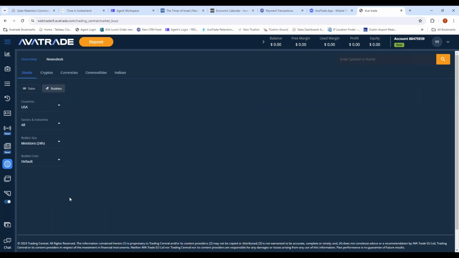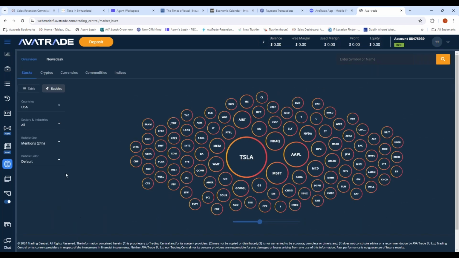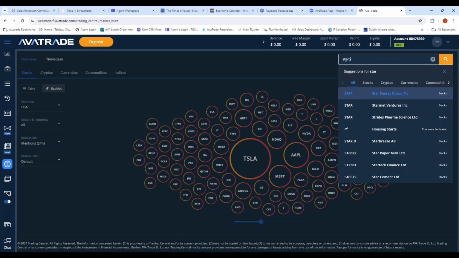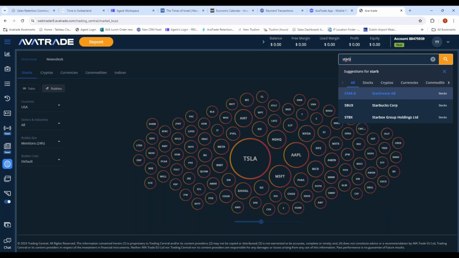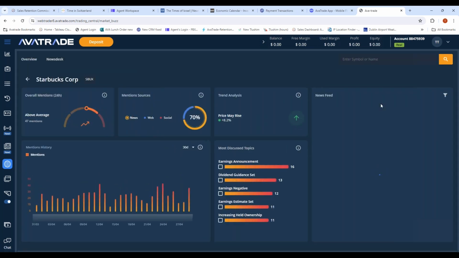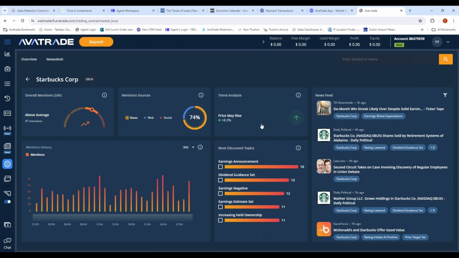So if we go to the market buzz, we can take a look to see if we can find anything on Starbucks. And so we see the technical trend analysis is the price may rise over 8%. Okay, that's a pretty significant prediction. And then we take a look and we see there are articles over here on Starbucks.